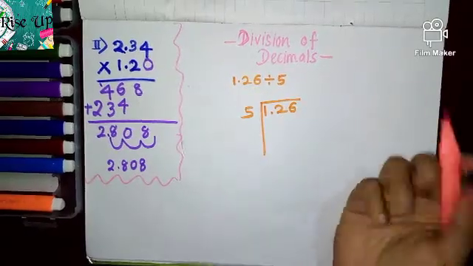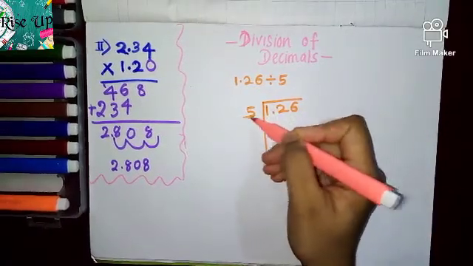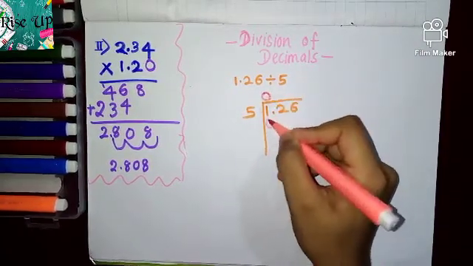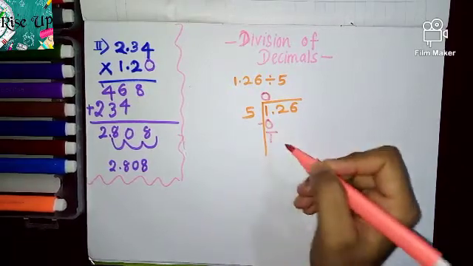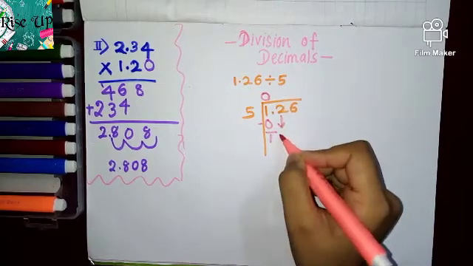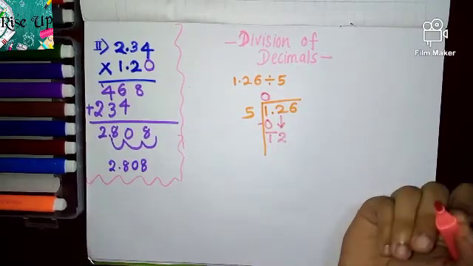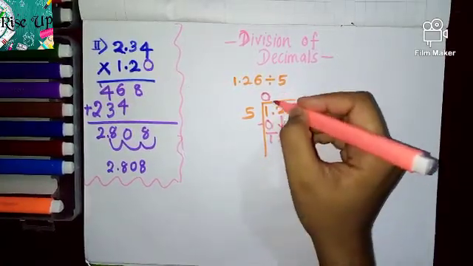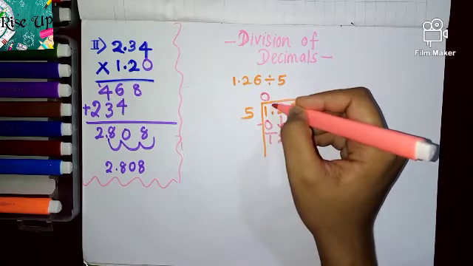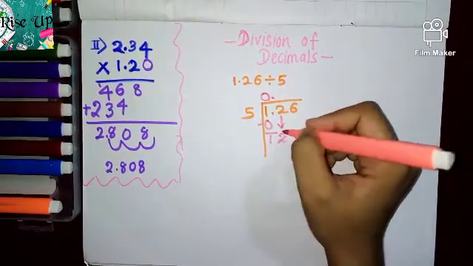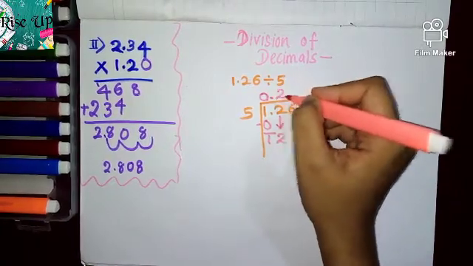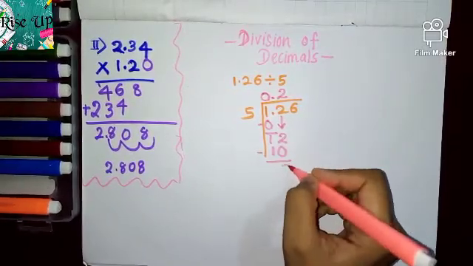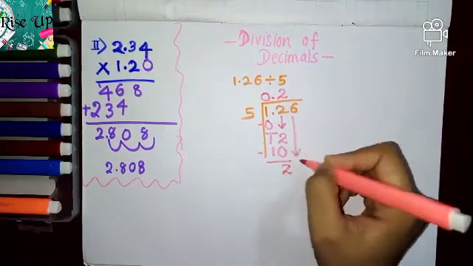Before we divide, first we have to check how many 5s are there in this 1. In 1 are there any 5s? No. So put 0. 5 times 0 is 0. 1 minus 0 is 1. And take this 2 down, so it becomes 12. Inside 12, how many 5s are there? That means 5 times what gives you 12? 5 times 2. Now this decimal is there. Can you see? On top of that decimal, write the decimal here. So inside 12, how many 5s? 2. 5 times 2 is 10. 12 minus 10 is 2. Take this 6 down. Now 26.